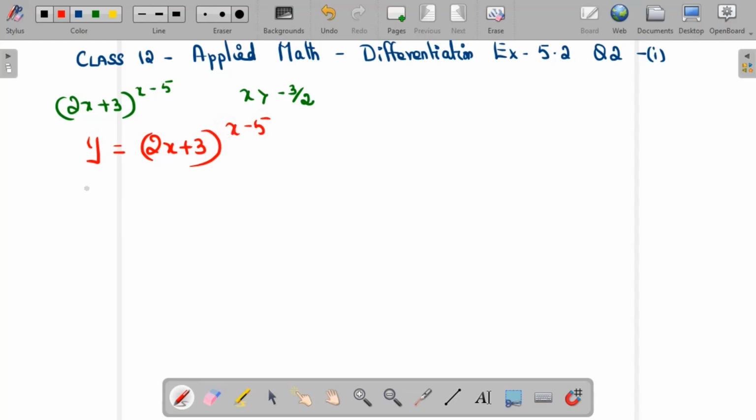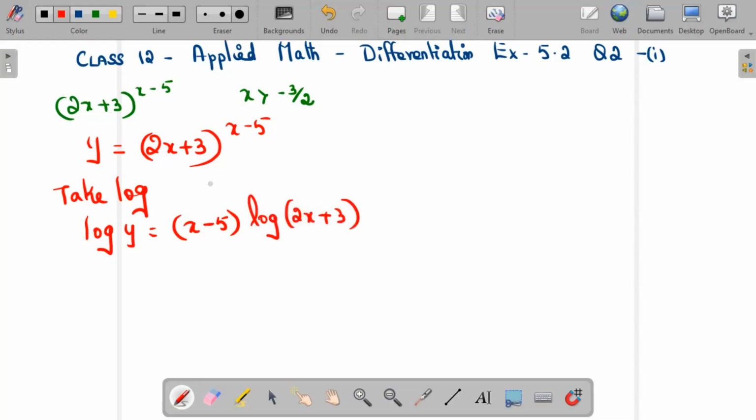We are going to take log on both sides. So log y is equal to x - 5 into log of (2x + 3). We need to understand why this was done. You need to know that log a^m is nothing but m log a. So using that property, the right hand side becomes (x - 5) log(2x + 3).